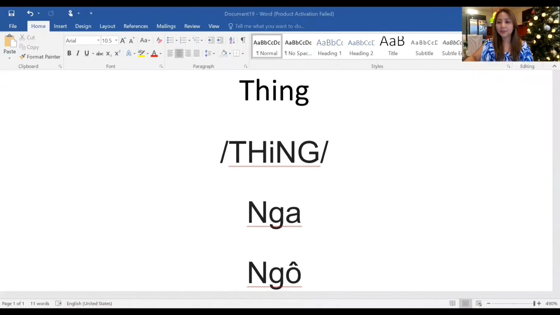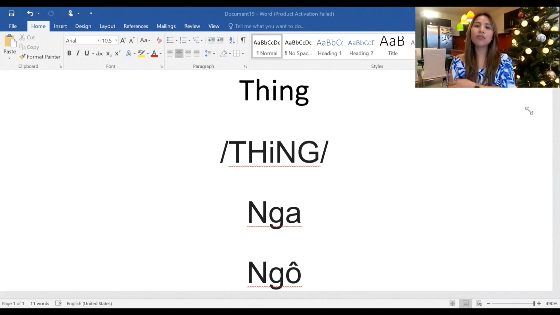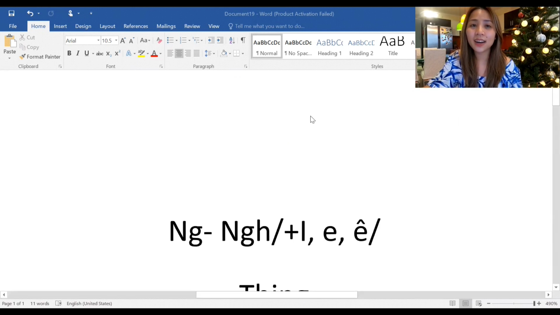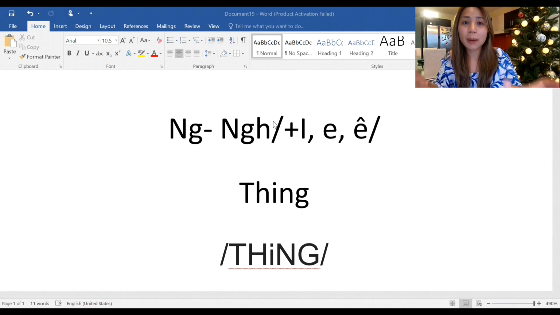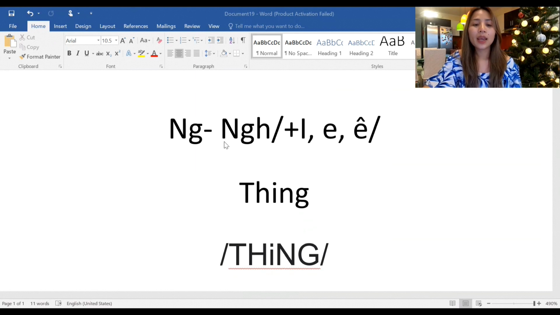Okay, let's talk about sound ng. A lot of my students would pronounce n instead of ng. I can totally understand because this sound doesn't really exist in English or any other language. But in the Vietnamese alphabet, you would find two letters, ng and ngh, that sound exactly the same, ng. They are only different in writing.